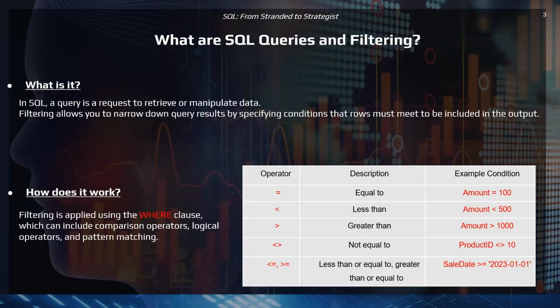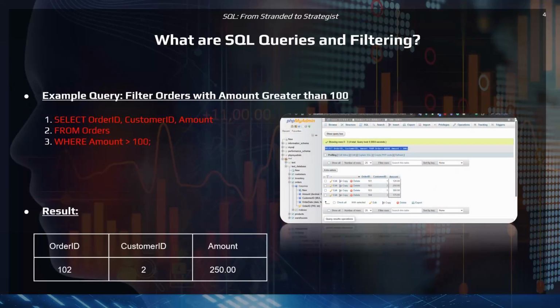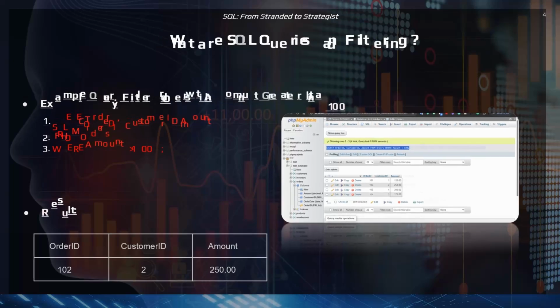In SQL, a query is a request to retrieve or manipulate data. Filtering allows you to narrow down query results by specifying conditions that rows must meet to be included in the output. This is how it works. Filtering is applied using the where clause, which can include comparison operators, logical operators, and pattern matching. Check the example query for filtering orders with amount greater than 100. Then check the result.